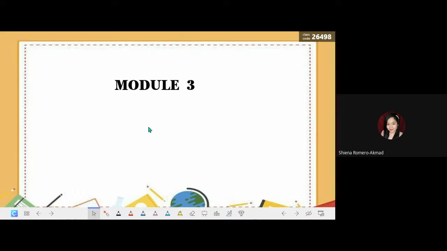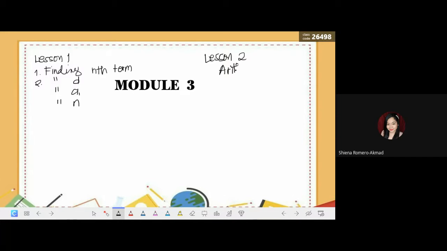Yung una is yung finding the end term, finding the difference, finding the first term. So, sulat ko lang. So, yung una, yung lesson 1 is finding end term of the sequence. Ano pa? Finding the difference, finding a sub 1, and finding n. Okay? So, yun yung sa lesson 1. While sa lesson number 2, is yung arithmetic means.